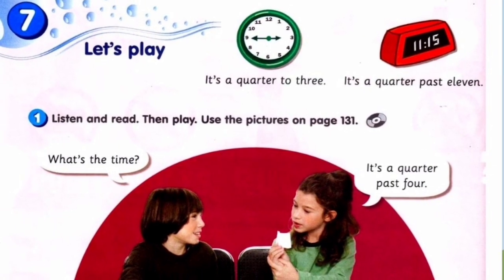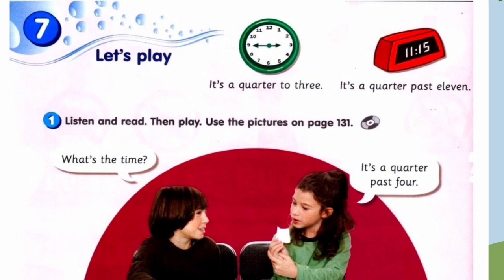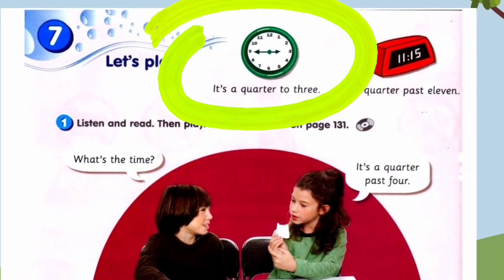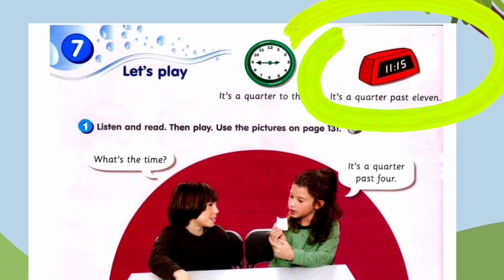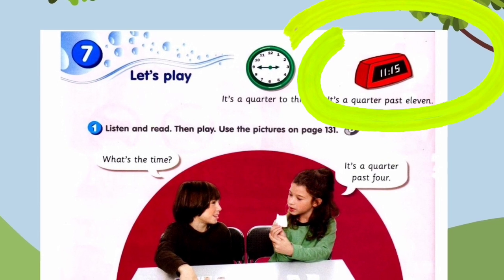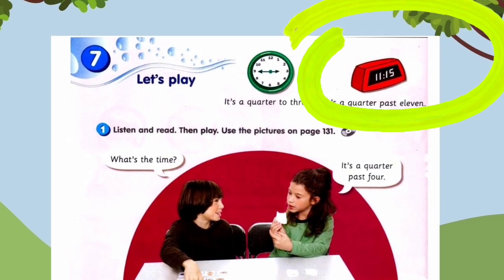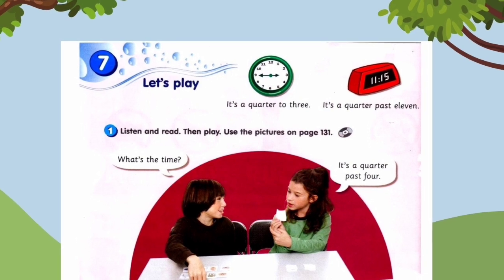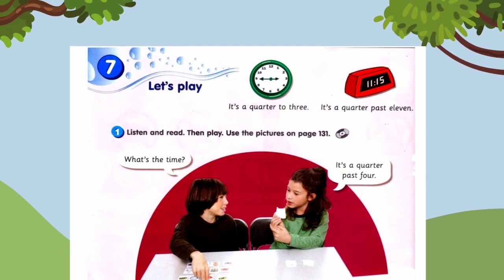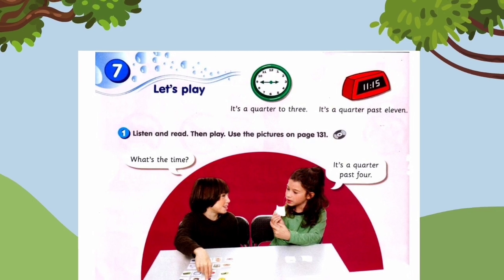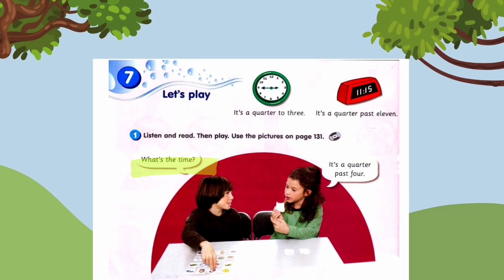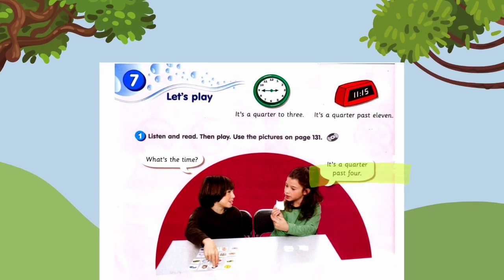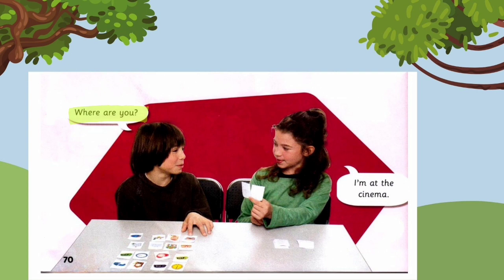Module 7. Let's play. Vocabulary. It's 2:45. It's 11:15. Activity 1. Listen and read, then play. Use the pictures on page 131. What's the time? It's 4:15. Where are you? I'm at the cinema.